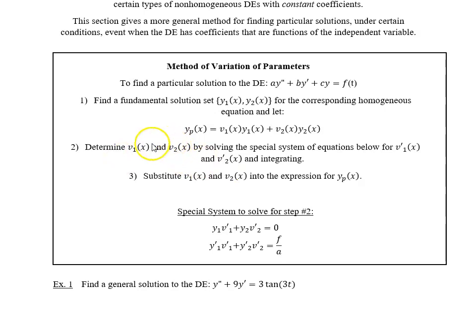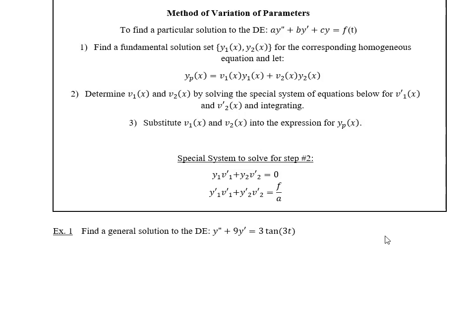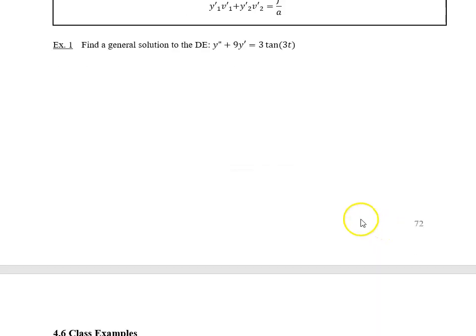And the way we're going to do that is we're going to solve a little system of equations that I have down here for v1 prime and v2 prime, and we're going to integrate those. And then we're going to substitute that back in, and that'll get us a particular solution to the original differential equation. So let's do an example here. We want to find the general solution to the differential equation that's given here.